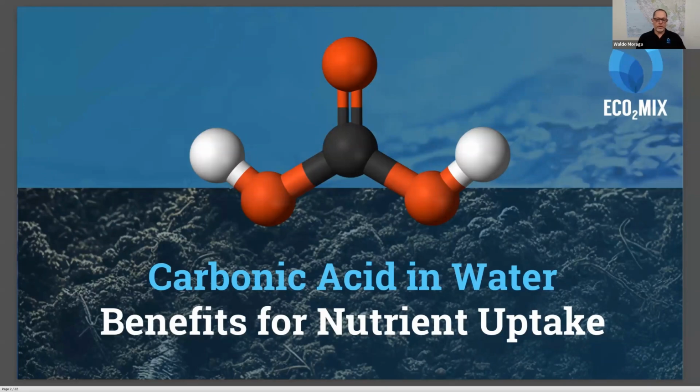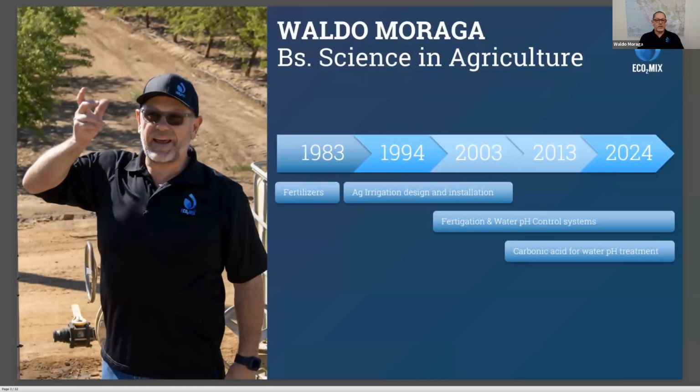We are going to talk first about carbonic acid in water and all the benefits that we have seen for nutrient uptake from the plant. And also the second part of the webinar is going to be our friends from G.A.P that are going to talk about SAP analysis. First, I want to talk a little bit about myself.